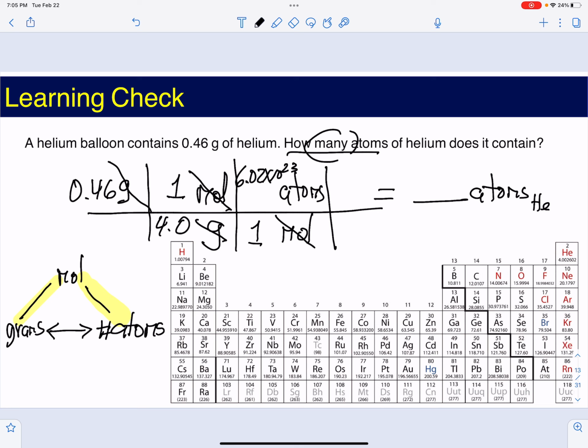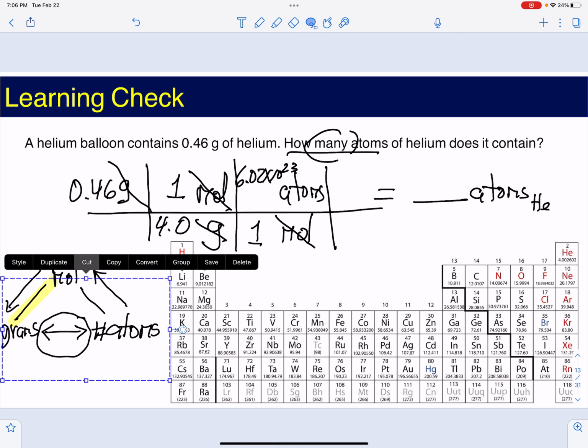So we just put together the two that we already learned. We can go from grams to moles, and then from moles to atoms, or we can go from atoms to moles, and then from moles to grams. So we can do it either way. And we can definitely go from grams to atoms, but not in one step. Yeah, we can do it in one step if you remember this. So here's a trick you can use to make it in one step.